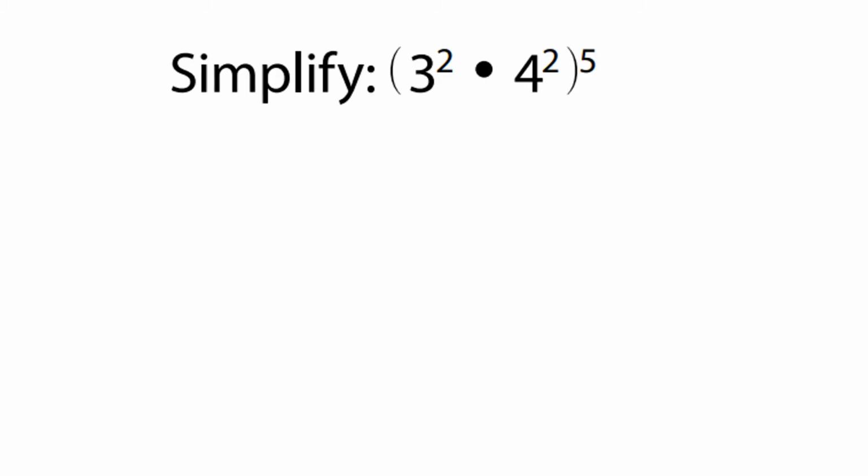For this problem, we're going to simplify 3 squared times 4 squared, raised to the 5th power. To start this problem, we distribute, which means multiplying the 5 by both numbers inside the parentheses. Our problem changes from 3 squared to 3 to the 10th, 2 times 5. We also do it with 4 squared. We change it to 4 to the 10th, again 2 times 5.